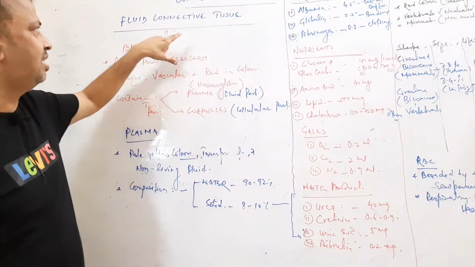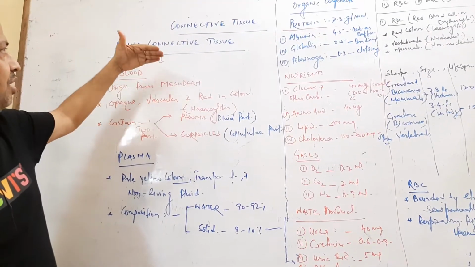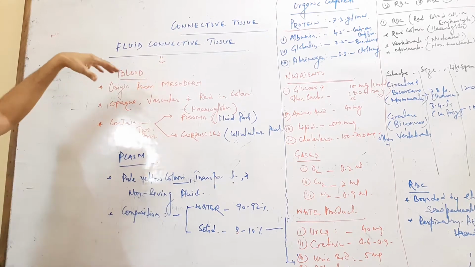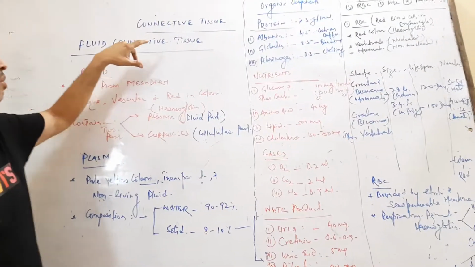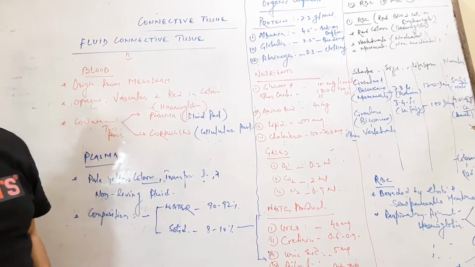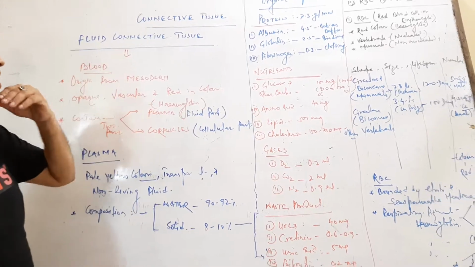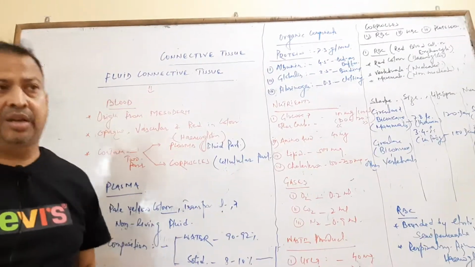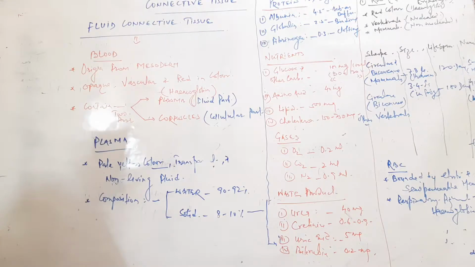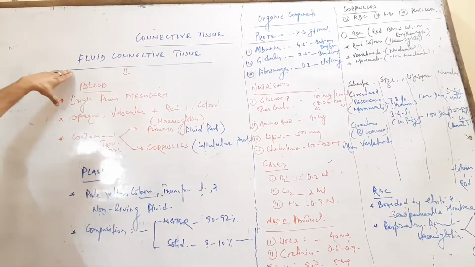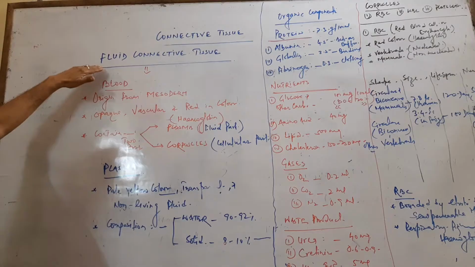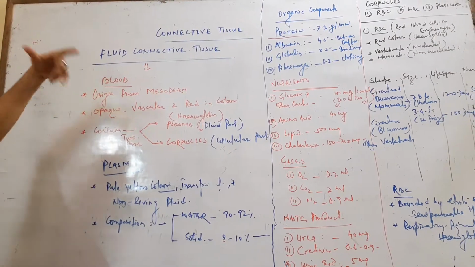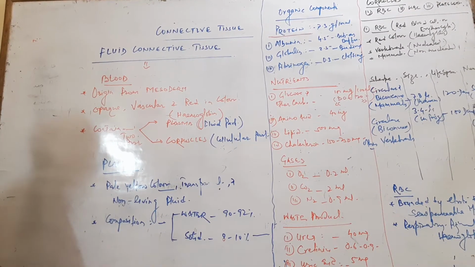Now we are going to start the connective tissue. In the previous class we already discussed the different types of connective tissue, like areolar connective tissue, dense connective tissue, and fibrous connective tissue. Now we are going to discuss a specialized connective tissue, fluid connective tissue.